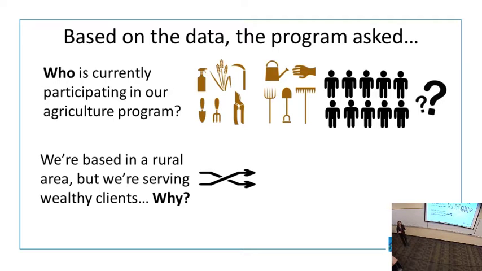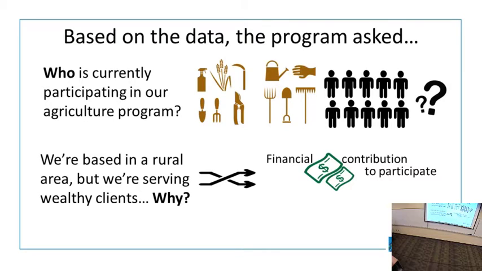So if we assume it's representative, some of the things that this program thought about is there's a financial contribution to participate. Even though it's modest, there is still a financial contribution to participate. And you have to own land. So that can influence potentially who can even participate in the program to start.